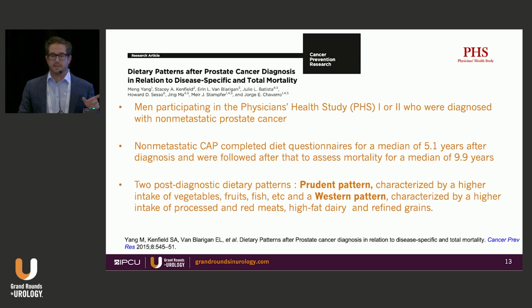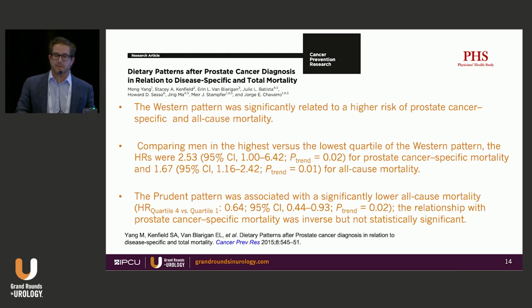They looked at 2 diet patterns. They called it the prudent diet pattern, which is fruits, vegetables, all the good stuff, the stuff we're supposed to eat, and compared it to the Western diet, which is higher intake of processed foods, red meats, high-fat dairy, and refined grains. Bottom line is the Western pattern diet was significantly related to a higher risk of prostate cancer-specific and all-cause mortality. Comparing men in the highest versus lowest quartile of the Western pattern, the hazard ratios were 2.5 for prostate cancer-specific mortality and 1.67 for all-cause mortality.